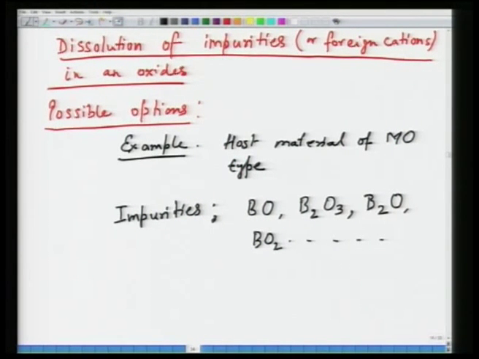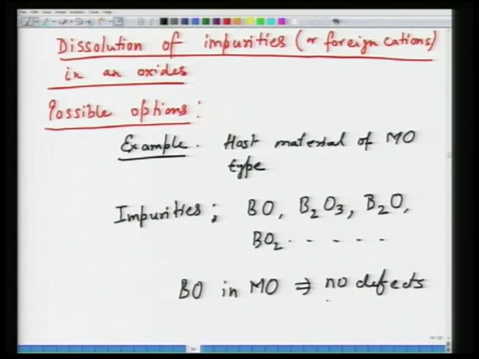Now, if it was a substitutional impurity, which means B replaces M on the metal side, in that case you do not have any problem. Oxygen occupies the oxygen side and B occupies the metal side, given that their sizes are not too different. If the sizes were too different, then the host lattice does not accept the impurity that readily. As a result, the impurity is present as a solid chunk inside the material rather than substituting, because it gives rise to massive strain in the lattice. However, if the sizes were equivalent, then BO in MO gives no defects, because the valence of B and the valence of M are equal.